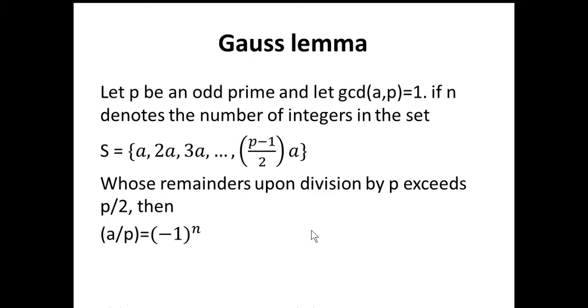Next we have Gauss lemma. Let p be an odd prime, and a and p be relatively prime. If n denotes the number of integers in the set a, 2a, 3a, up to (p minus 1) upon 2 into a, whose remainders upon division by p exceed p upon 2, then this Legendre symbol a upon p has value minus 1 to the power n.